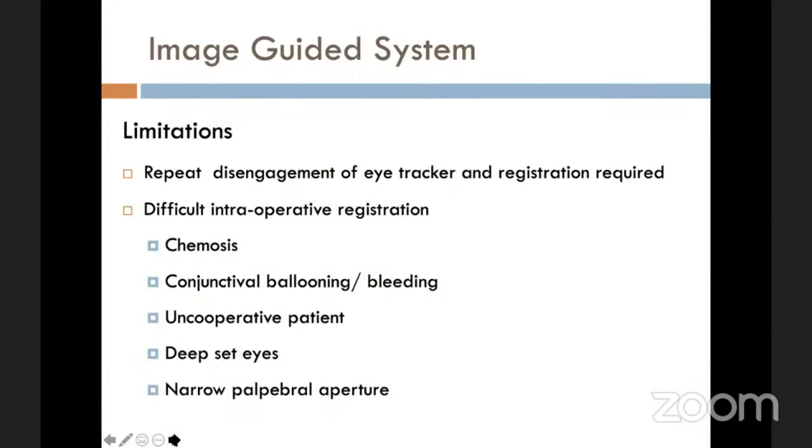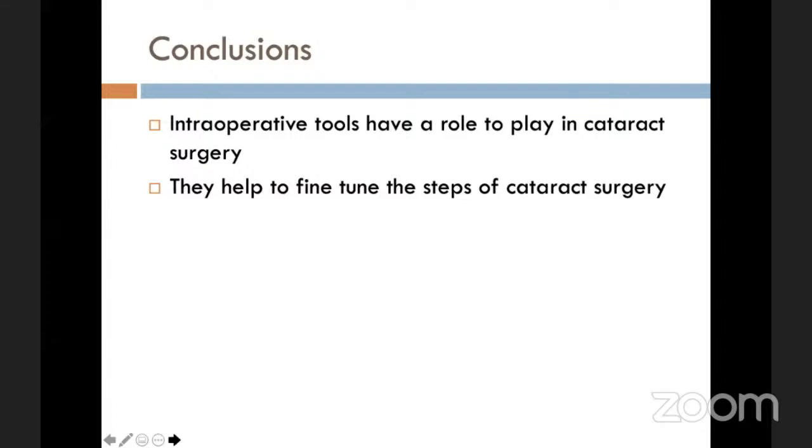So image guided systems do have some kind of limitations, because there should be no conjunctival ballooning, there should be no motion, and the patient should be cooperative. In case of deep set eyes, it may be a problem, or even in cases of narrow palpebral apertures.